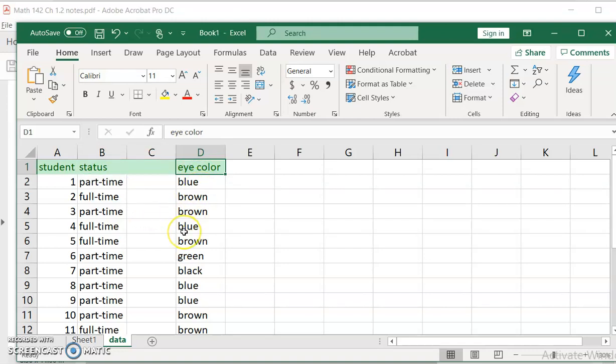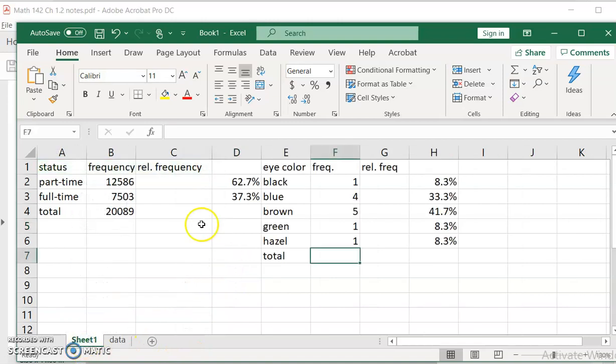How do I summarize them? The only way you can summarize them is to count how many are part-time in your data set, how many have brown eyes, how many have blue eyes. So you're counting a category. You're counting how many are full-time, 1, 2, 3, 4, like that. How many have blue eyes, 1, 2, 3, 4. So after you count, you summarize it like this.